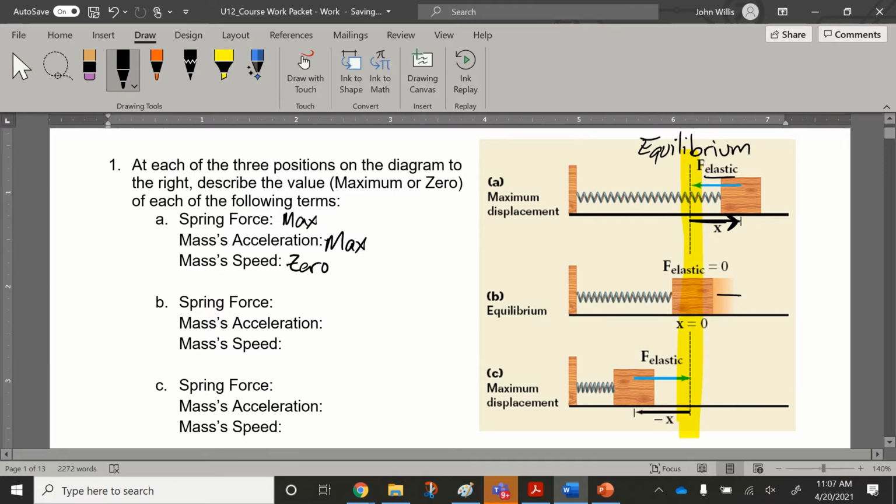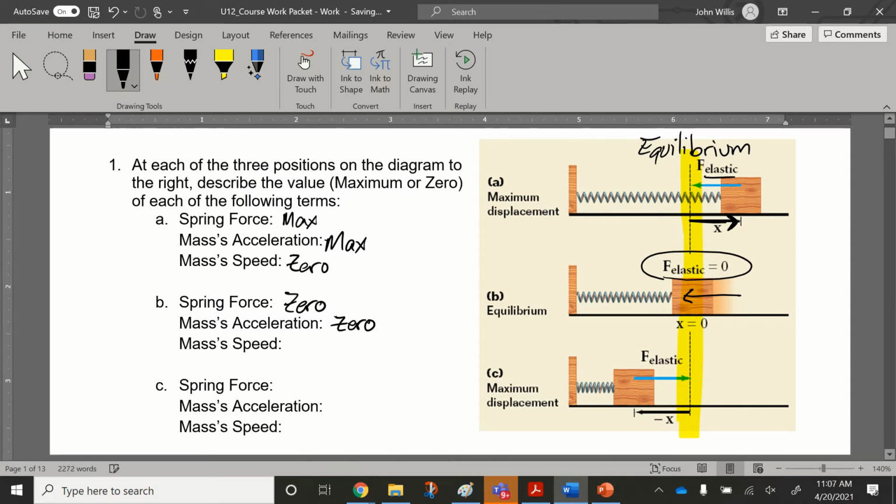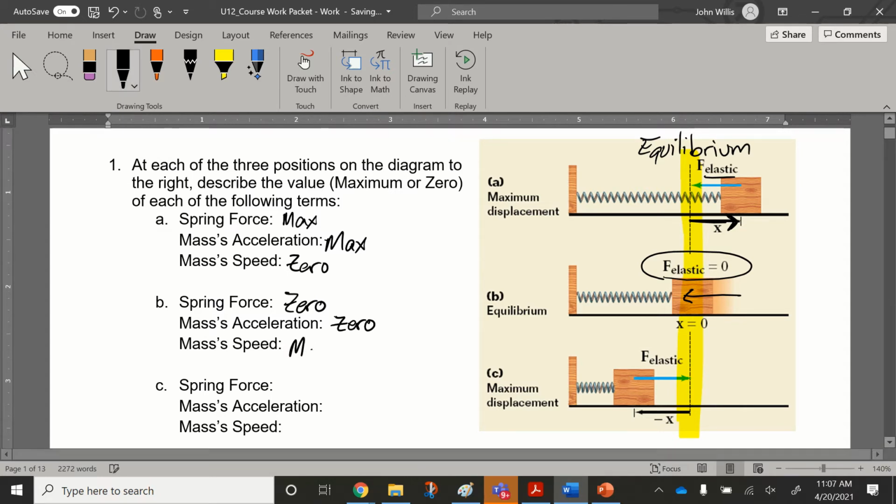And as it moves from that far right position through equilibrium, when it's at equilibrium, there is no more force acting on it. The spring is satisfied. That is the spring's natural shape, which means there's no more acceleration. But it does have momentum. And that is where it's moving its fastest, just like the middle part of a pendulum swinging back and forth.